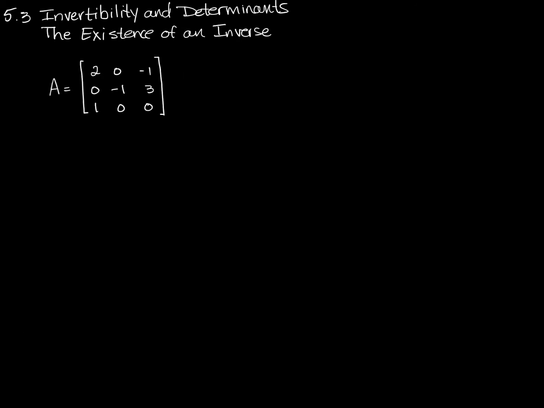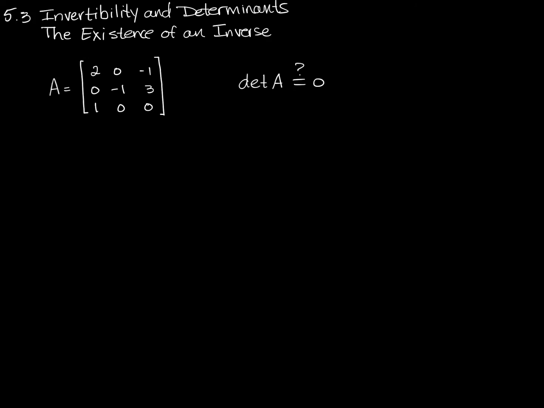Let's take a look at a quick example. Let's find out if A has an inverse. We're not going to try to find that inverse if it exists at this point. We're just going to try to determine whether it has one or not. All we need to do is figure out whether or not the determinant of A is equal to 0. If it is, A does not have an inverse. If it's not, it does. And that's it. That's all we need to do.